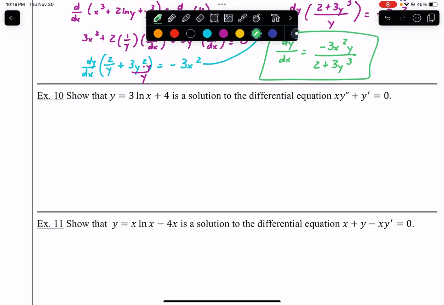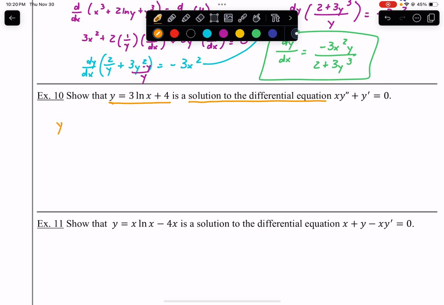Example 10 asks a slightly different question. It's got to prove that this equation is a solution to this differential equation. Remember, a differential equation is just a derivative equation. It's an equation that involves a derivative. That's all. But I actually have the second derivative and the first derivative here. Well, what does that even mean? But wait, I have y, so I can get y prime, and I can get y double prime. I have that information. So the question is, when I plug those back in here, do I get 0?